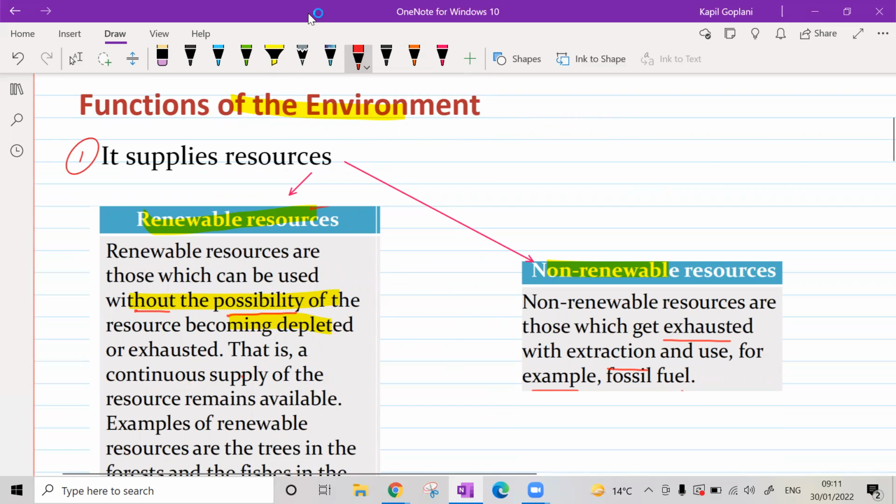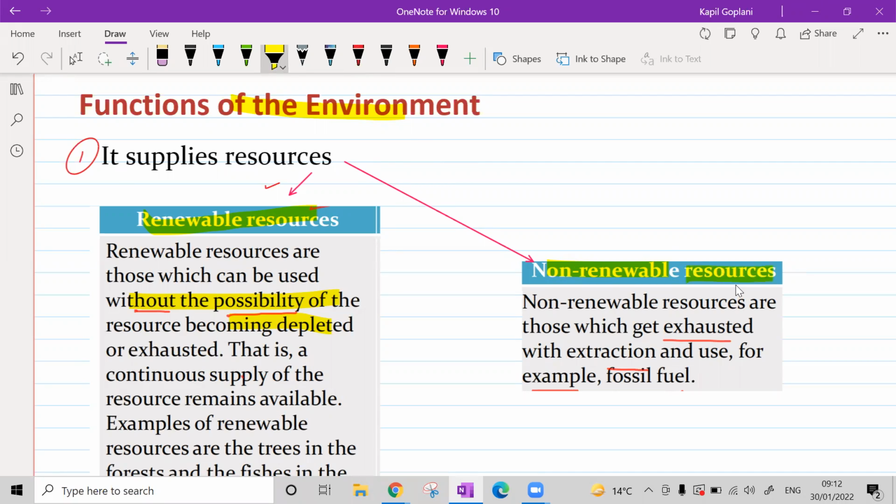Am I audible, beta? Yes, sir. Okay. So first function, you cannot note down everything. Now the notes have already been shared in the group. Just understand the concept, because this chapter is not a lengthy chapter. It will wind up in today's session only. So it is supplying us what? It is supplying us the resources, renewable resources as well as the non-renewable resources.